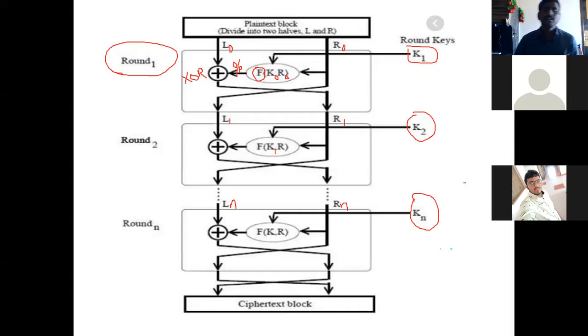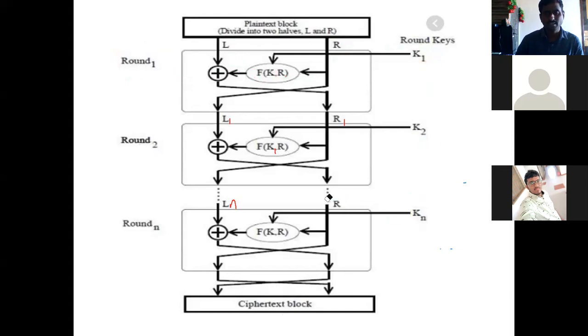And a question may rise here: how many rounds do we need to consider? The number of rounds is based on the algorithm which we use to convert the plain text into ciphertext. It is based on the algorithm. Okay, right. I hope you understand this structure. Now we move on to the next slide, and see here.